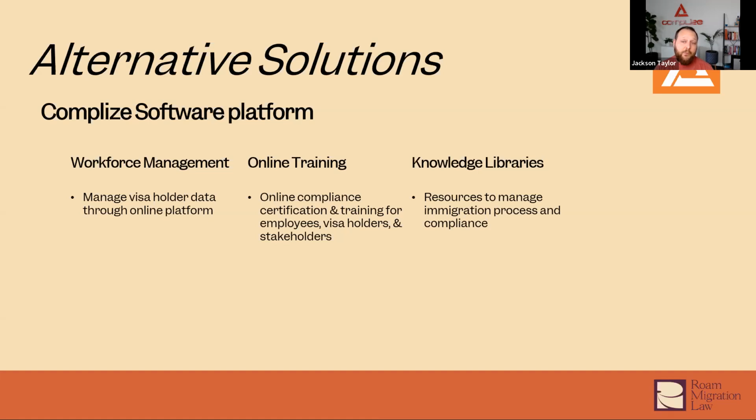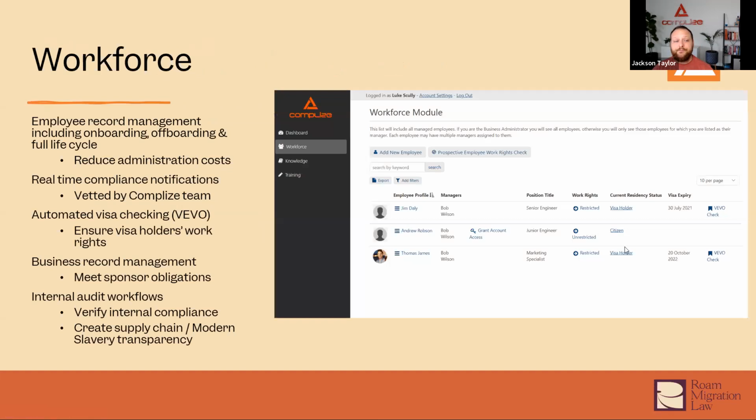We've got knowledge libraries. So many people rely on the Department of Home Affairs information on their website. It's often inaccurate. It's often incomplete. We've basically got a Wikipedia of immigration knowledge, as well as all of the templates and documentation that you might need that you can generate through the system for the visa holders. So letters of support when they go to apply for a visa and so forth.